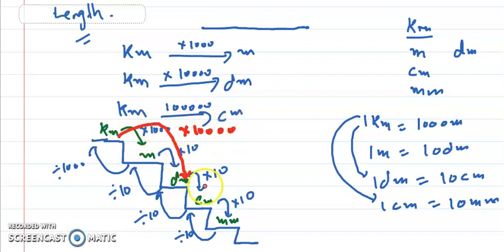If from kilometer to centimeter, then how many zeros will there be? 3 and 4 make 5 zeros, so you need to multiply with 100,000, and so on. This procedure will work for that. And also when you have to go back from millimeter to kilometer, the same procedure can be used.